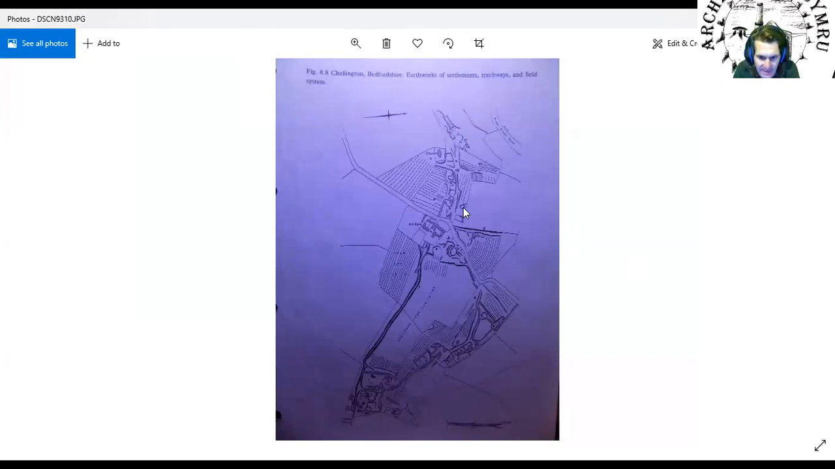And this is where it gets a little bit confusing. Maps are also useful in showing features of the landscape which have now disappeared and which are totally unrecoverable when archaeologists are wandering across the landscape. There's no humps and bumps. That is just being ploughed. This is a detailed map of the earthworks visible at a place known as Chellington in Bedfordshire.